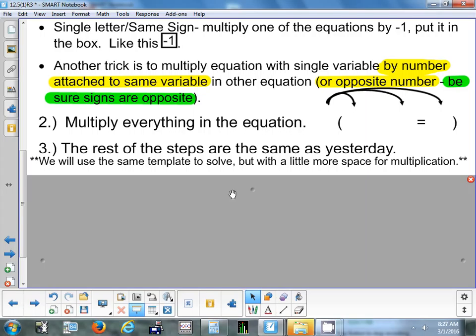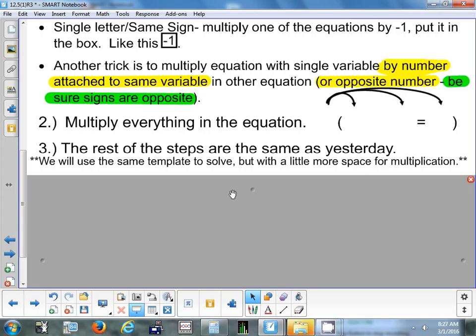So what's the only thing different from today compared to yesterday? What do we have to do today that we didn't do yesterday? We're going to multiply, right? We're going to have to multiply one of these equations to get them to cancel out. And we're only going to have two types of situations. You might get a situation where you have to rearrange like we did yesterday, but it'll still work out where you multiply only one of the equations.